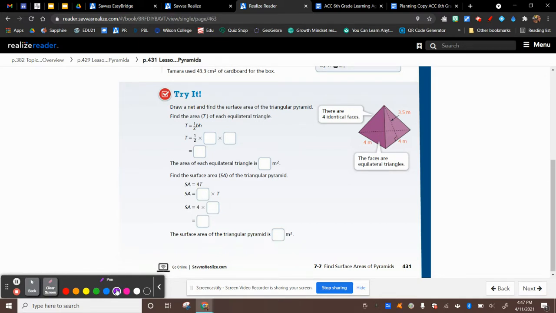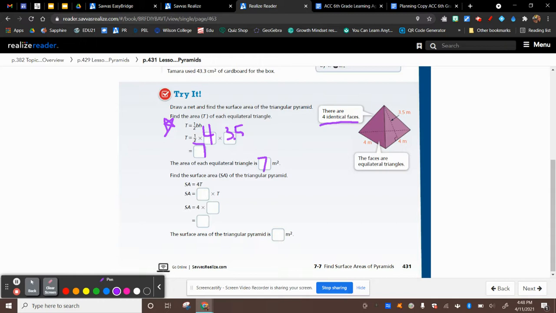All right, for the try it, we're going to use the formula t equals 1/2 base times height. And again, we're told that there are 4 identical faces. So 1/2, our base is 4, our height is 3.5. So we can take half of 4, which is 2, and then multiply that by 3.5, and we get 7. The area of each equilateral triangle is 7 meters squared.